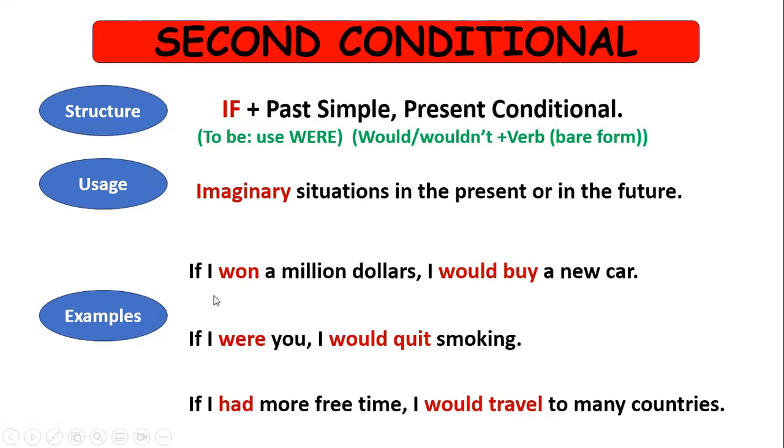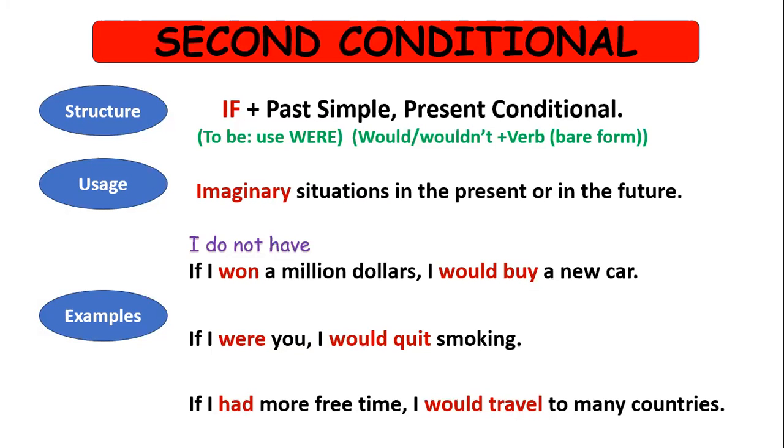So if I say something like this, if I won $1 million, I would buy a new car. What does this mean? It means that I do not have $1 million now. Why? Because this is imaginary. It's not even possible. I am assuming something which is not true, but we have to be careful to think that this is in the present.